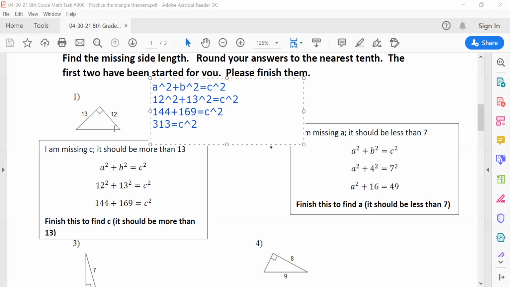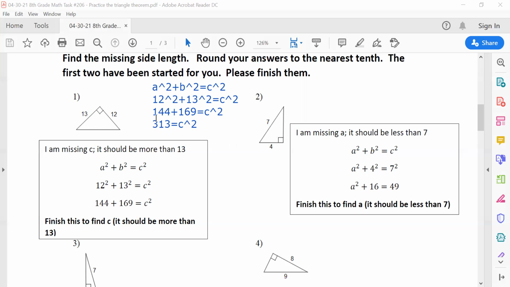Now, a lot of people stop there and say the answer is 313. Well, remember, if this was 12 yards and 13 yards, there's no way this is 313 yards. You still have to do that last step. We don't want to know C squared. We want to know C. So you take the square root of both sides, and you have to find the square root of 313. I know it has to be bigger than 13, because C, the hypotenuse, is the longest side.